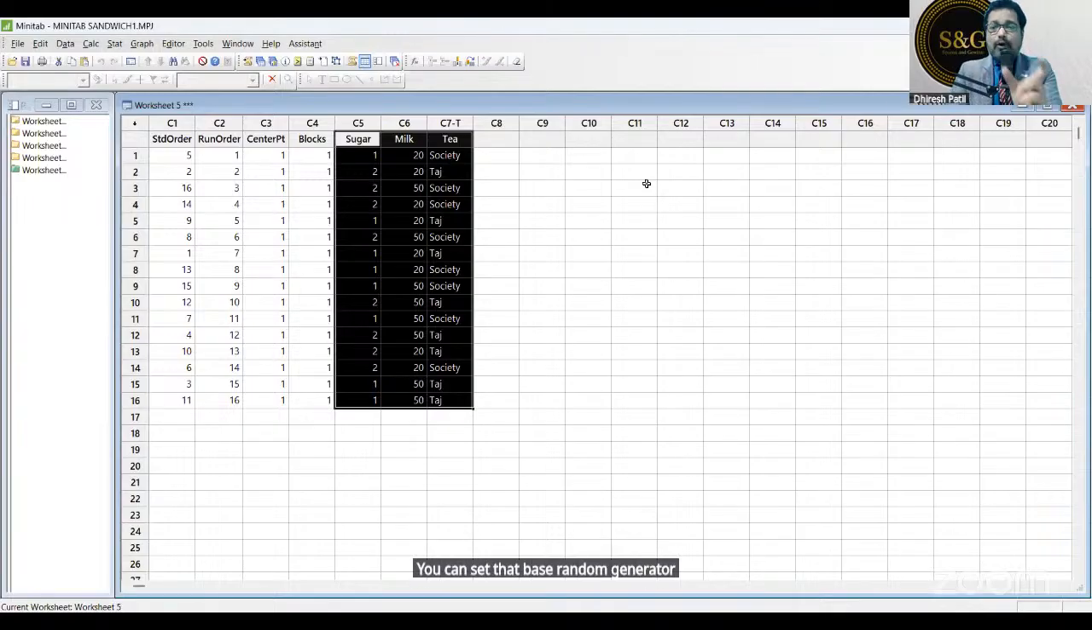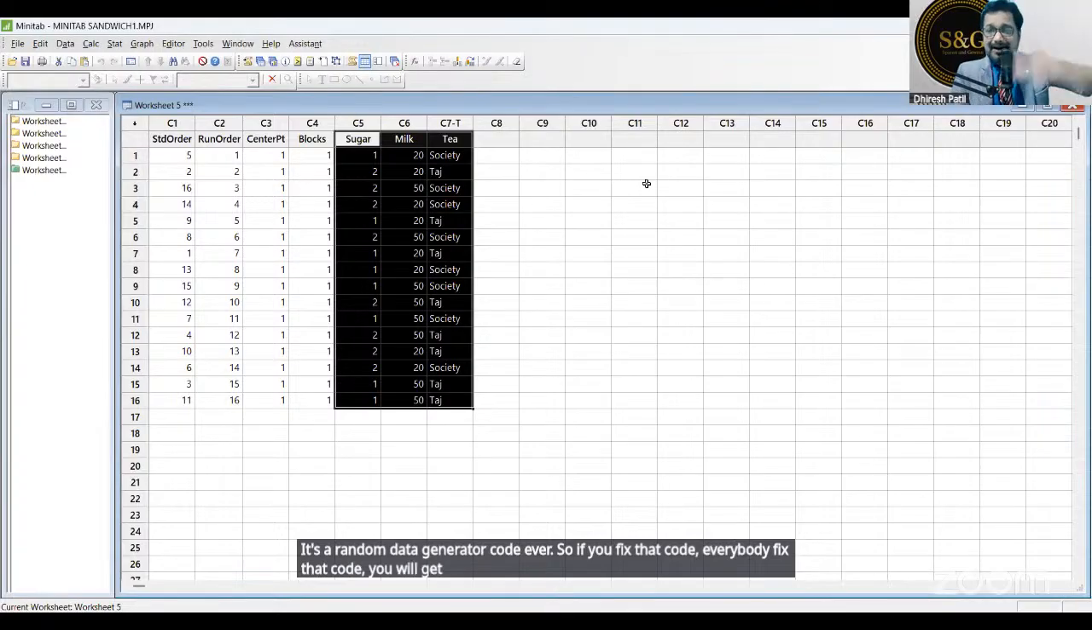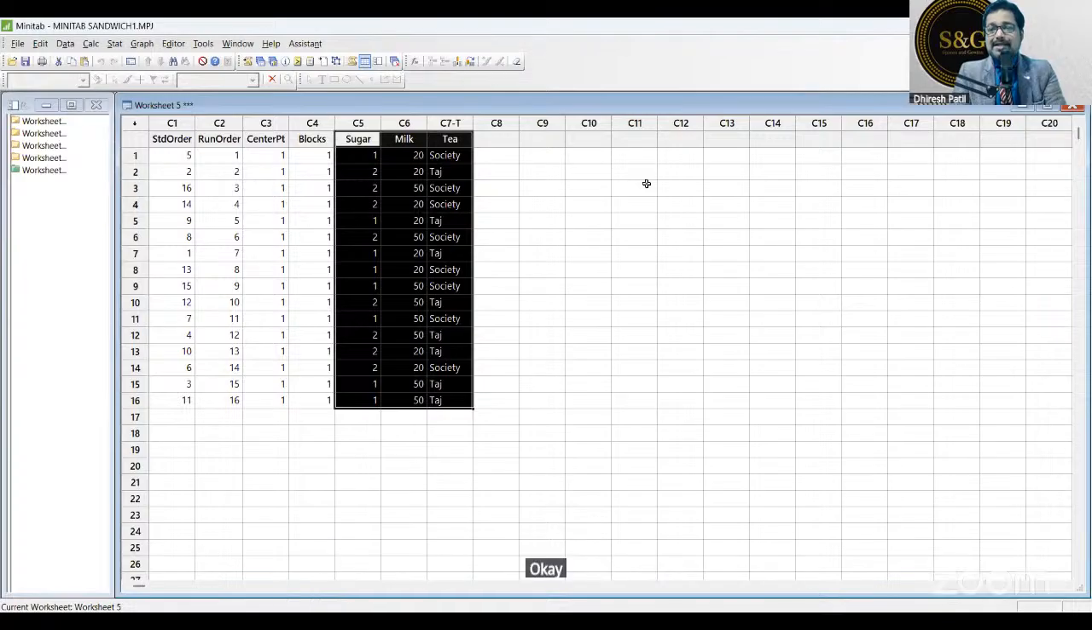So if you have 5 people, 10 people in the group, you can set that base random generator. Actually वो है ना coding है. It's a random data generator का code है वो. So if everybody fixes that code, you will get the same randomized sequence. Okay? Yes? Are you clear?